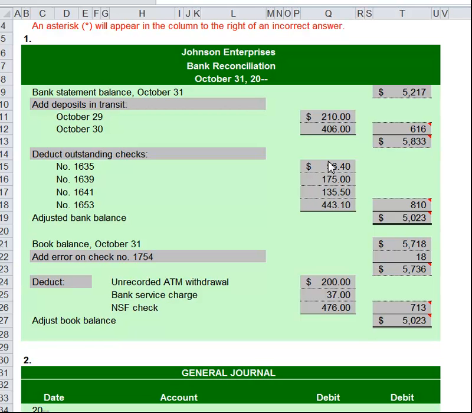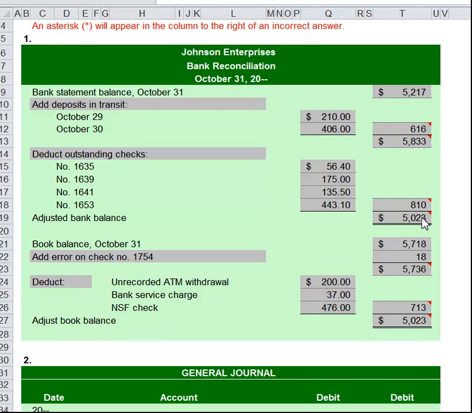Then we wrote some checks, and when you write a check, you automatically subtract it out of your checkbook. So those are already figured into our checkbook, but now we need to figure them into the actual bank statement so we can make things match. We add up all of our checks and subtract them, and it gives us an adjusted bank balance of $5,023. And so we still don't match.